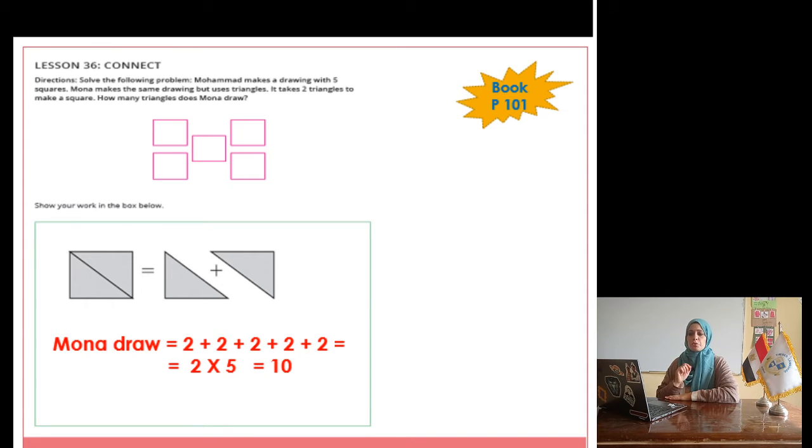You have 5 squares and she will use every 2 triangles to make 1 square. So every square is divided or cut into 2 triangles. You have 5 squares, so you have 2 plus 2 plus 2 plus 2 plus 2. You will have 2 times 5 because the 2 is repeated 5 times. You will get 10. 10 what? 10 triangles.